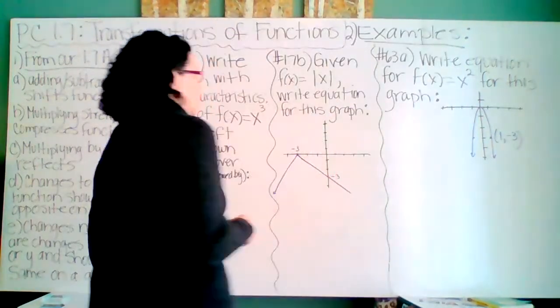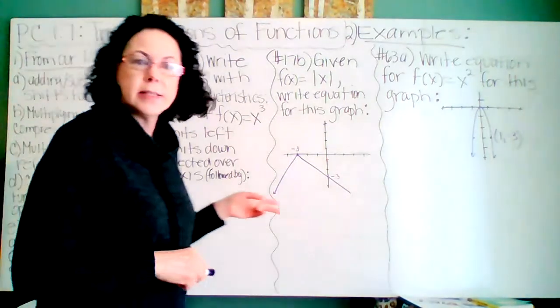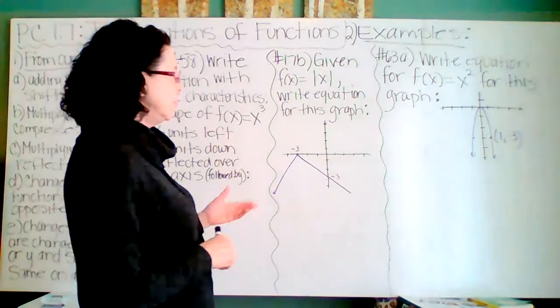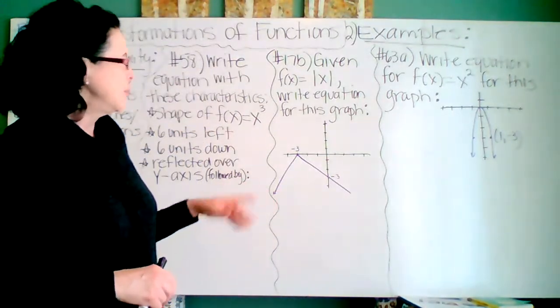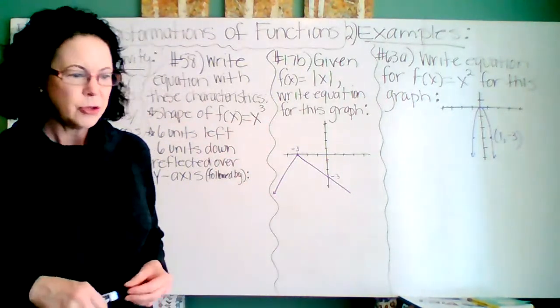So we're going to try some transformations. I picked 58, 17b, and 63a out of your book to give you a variety of what you'll see on your homework. After I wrote it, I decided that I wanted to do it in a different order than left to right from what you see, and I'll show you why.